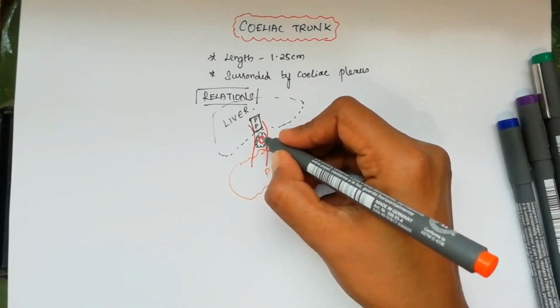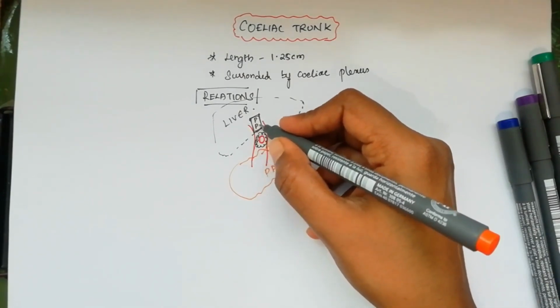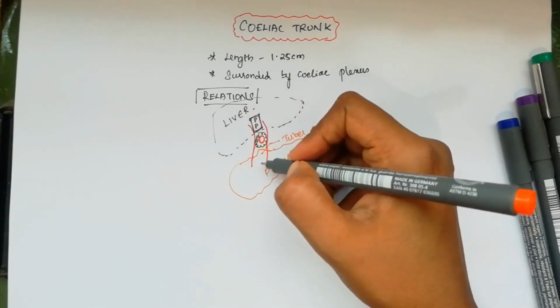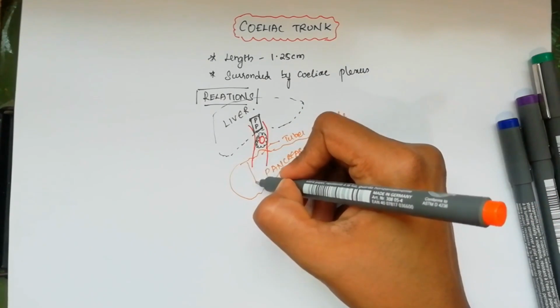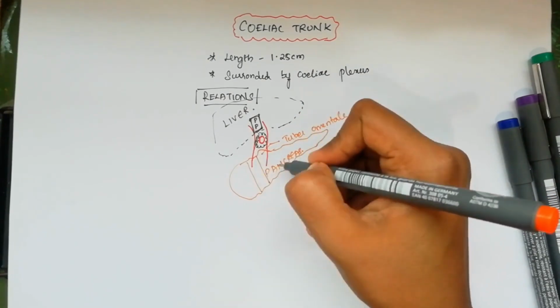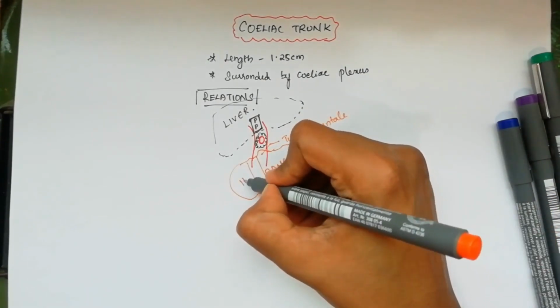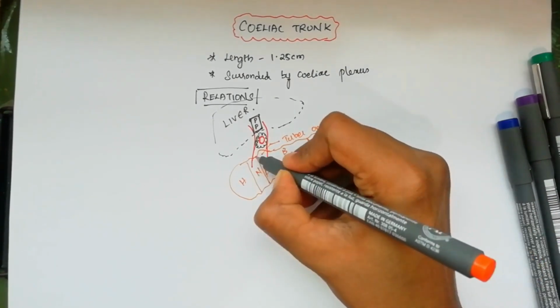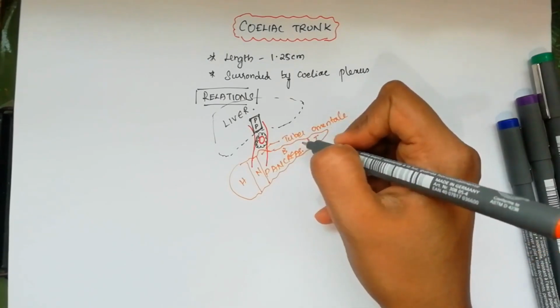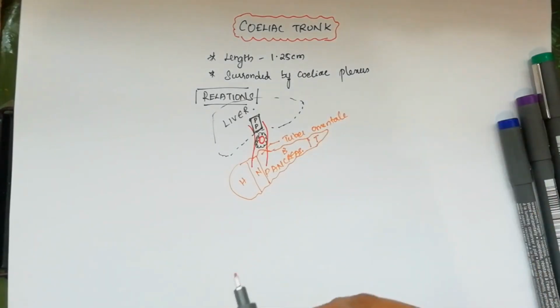So the celiac trunk is related above with the papillary process of the liver and below with the tuber omentale of the pancreas, that is, the body of the pancreas. The pancreas is again divided into 4 parts: head, neck, body and tail. In that, the body part has an elevation. We will call that the tuber omentale.